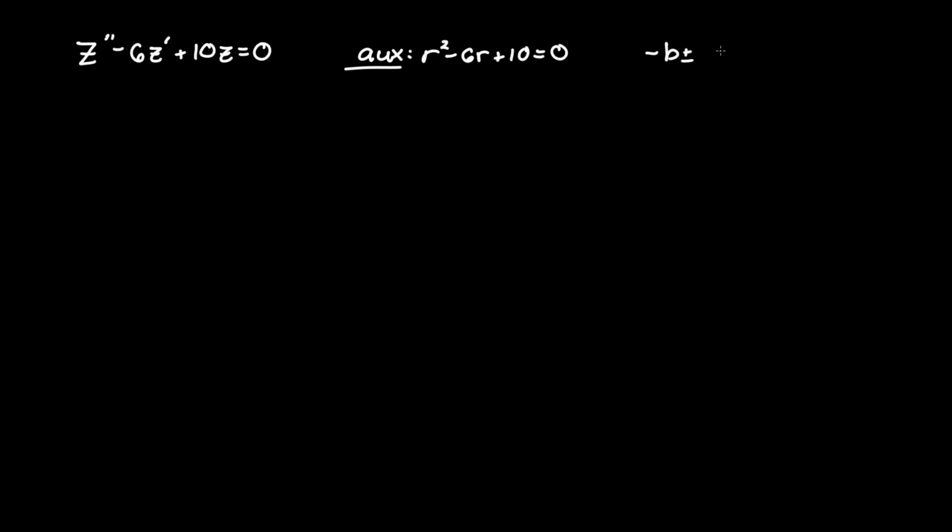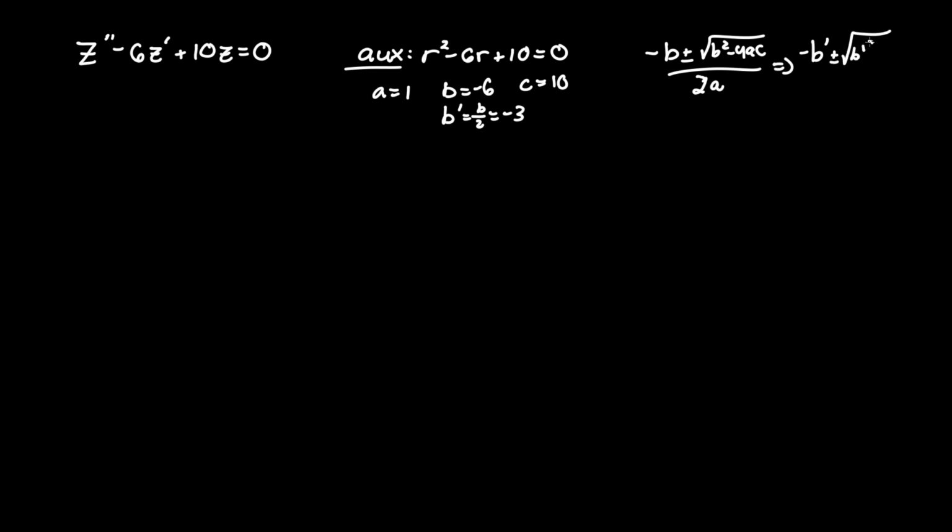formula, negative b plus minus square root of b squared minus 4ac over 2a, and a equals 1, b equals negative 6, c equals 10, and fortunately b is even, so we can use the simplified version where b prime equals b over 2, which is negative 6 over 2, and that's just negative 3. And that becomes negative b prime plus minus square root of b prime squared minus ac over a. You don't have to do this, it's just a lot quicker if you do.